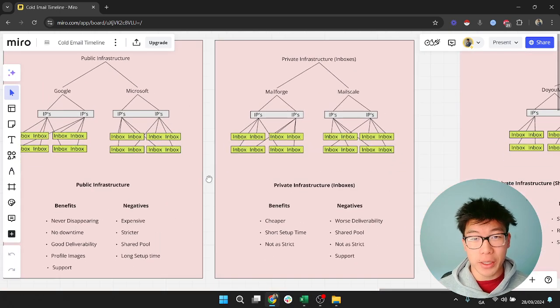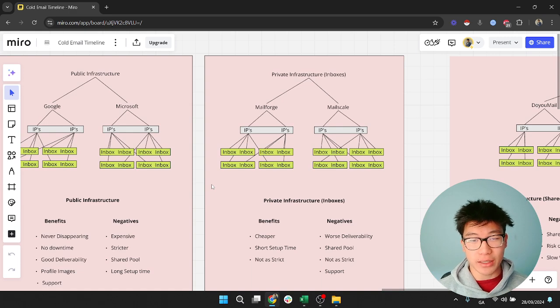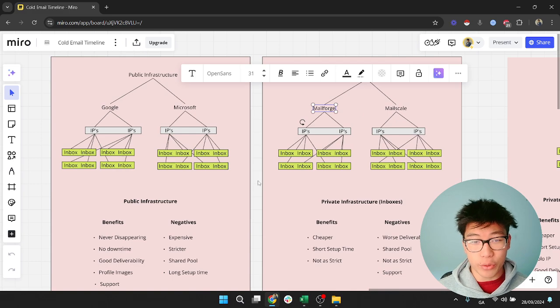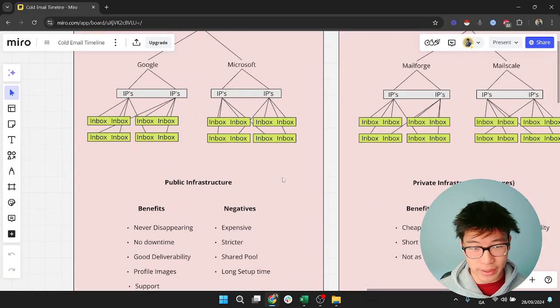People have asked what this is. That's what it is. Private infrastructure is basically companies that set up their own company and they set up the back end of the IPs. They make the inboxes for you guys, and you basically buy the inboxes. And they do it at a cheaper price than Google and Microsoft. And that's just how it works. I'm going to go through the benefits and the pros and cons of each, basically.